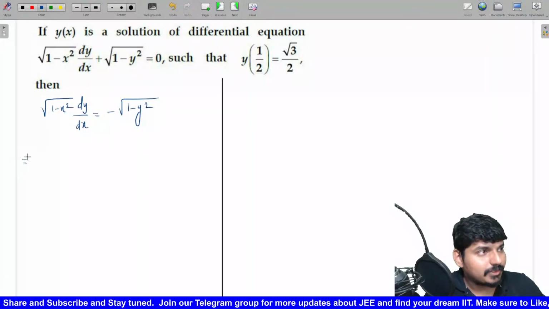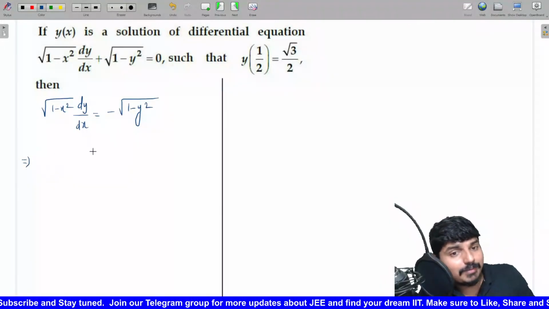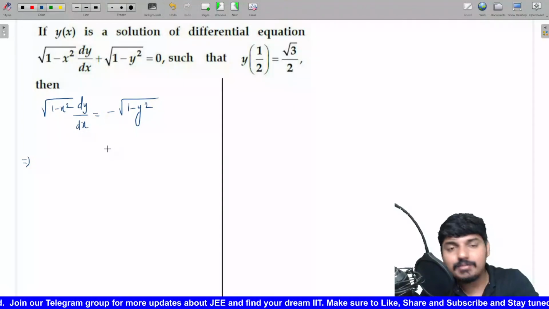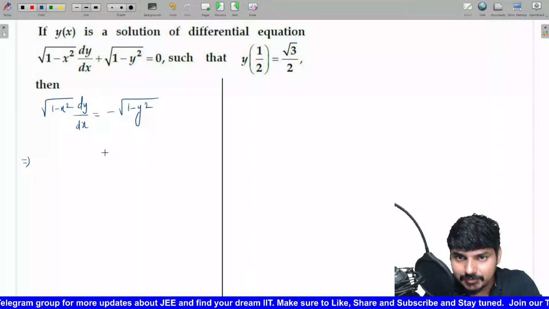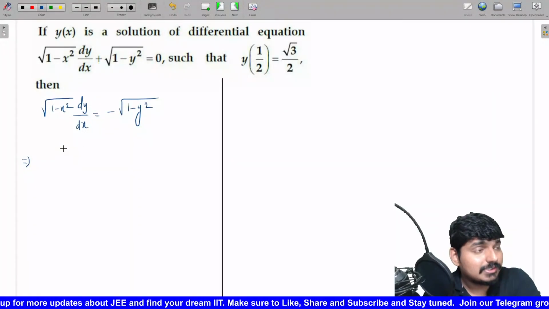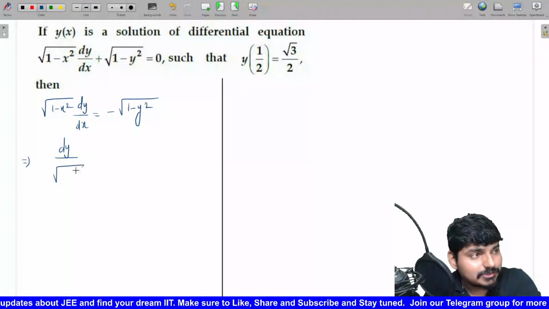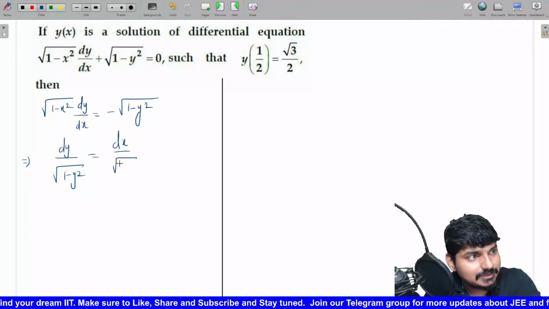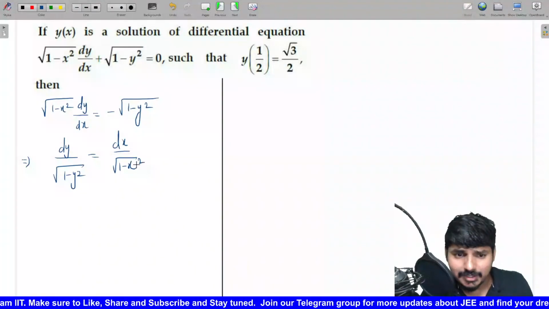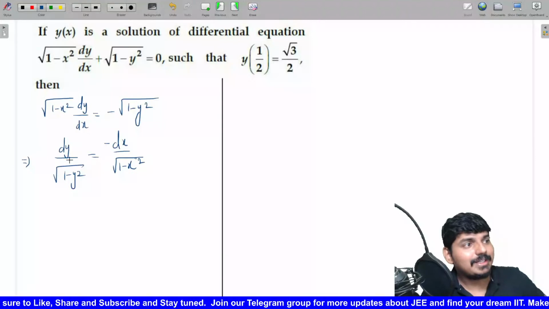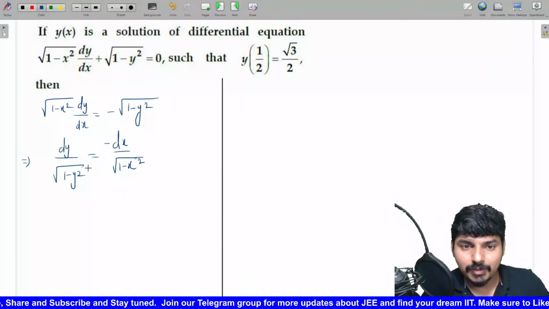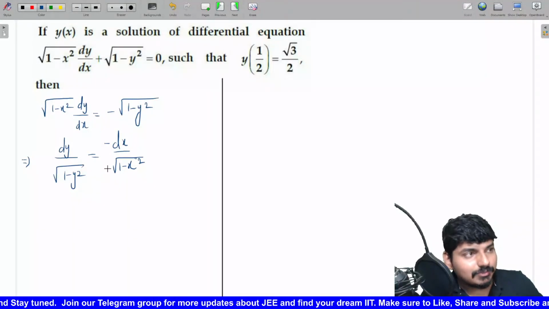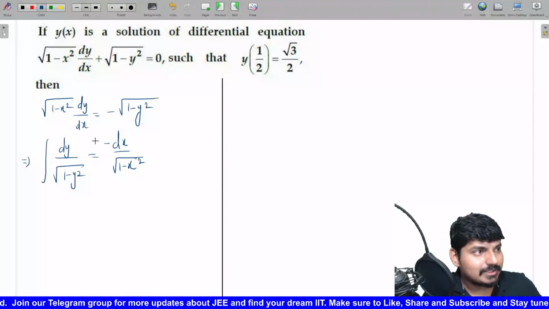Okay, now from here let me do it in this way. So here you can apply the concept of variable separable method to solve this differential equation. Can we apply the concept of variable separable method, everyone? Yes, we can do that. You see, you can write all the y terms along with dy and all the x terms along with dx in this particular way. So we can do that, everyone. So here what will you get? dy by under root of 1 minus y square equal to minus dx by under root of 1 minus x square.